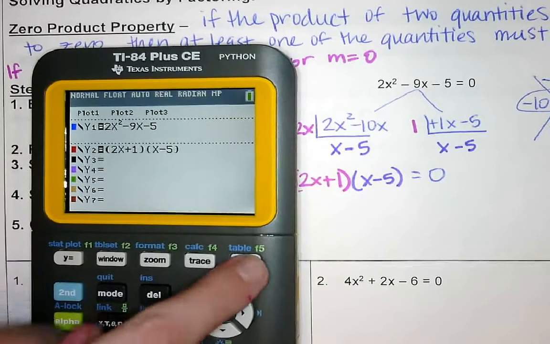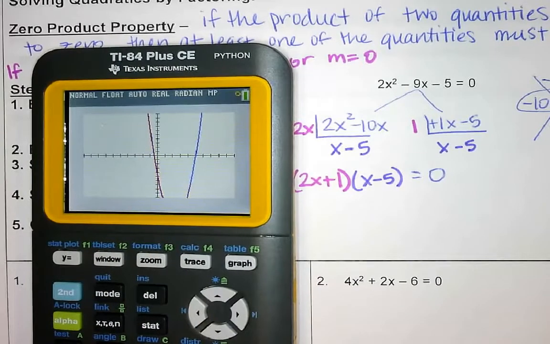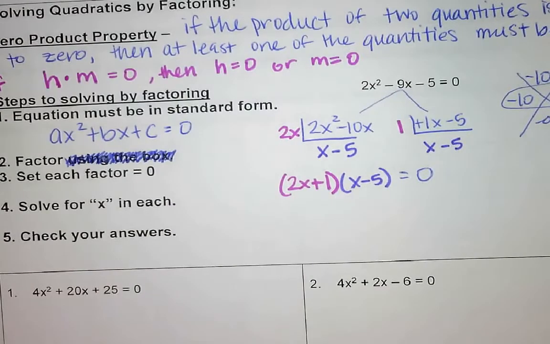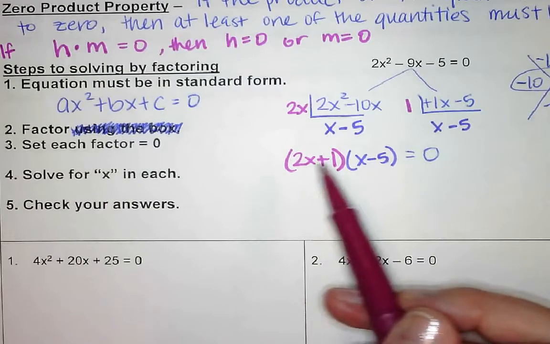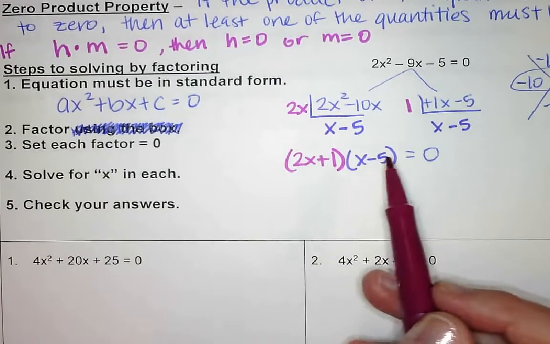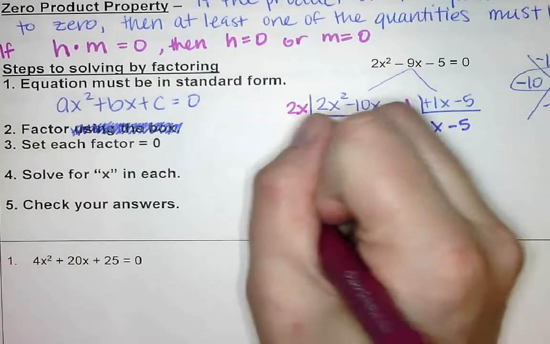So now I'm going to set each one of these equal to 0, because either 2x plus 1 must equal 0, or x minus 5 must equal 0. That's the only way we're going to get it equal to 0. So I'm going to say, okay, 2x plus 1 is equal to 0. Well, guys, how do I solve for x? What am I going to do here? How do I find what x is?